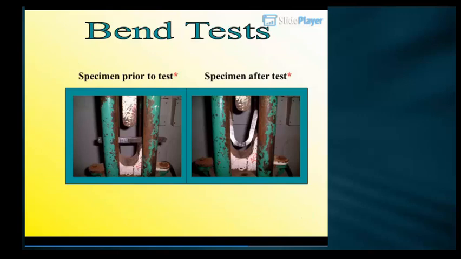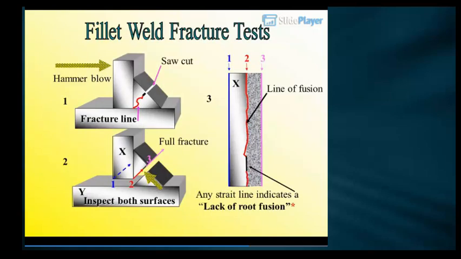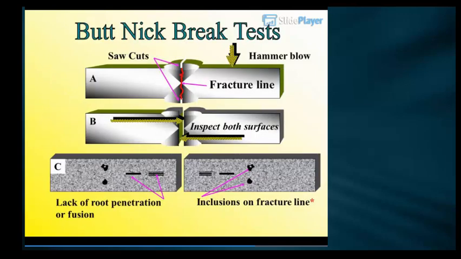Bend tests. Specimen prior to test. Specimen after test. Fillet weld fracture tests. Saw cut. Hammer blow. Line of fusion. Fracture line. Full fracture. Any straight line indicates a lack of root fusion. Inspect both surfaces. Inclusions on fracture line.